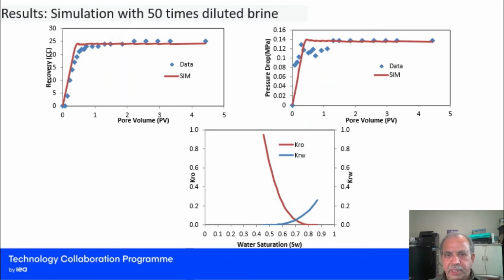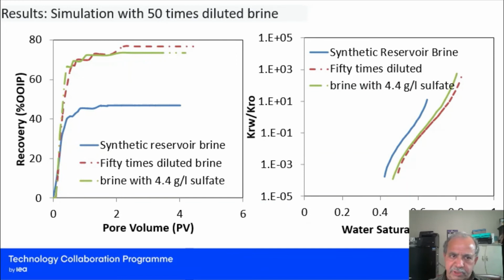And the results are shown here in terms of recovery. The synthetic reservoir brine itself had about 45% or so, 46%. And here the 50 times diluted brine is the red, and the green line is for brine with sulfate, let's call it. And they're pretty close here, about 76% or so. So it's quite a bit of an improvement by both these techniques, diluting the brine as well as sulfate brine.